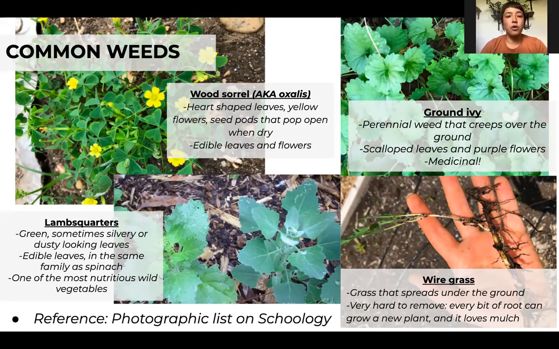And also wiregrass, which is a nightmare. That's the bottom right-hand corner. It's just grass, but it has all of these nodules that turn into more plants, and they dig deep into the ground, and they're almost impossible to pull out. It is truly a nightmare. So when you see that, you want to take that out and throw it away. You don't even want to compost it, because it will just take over wherever you drop it.